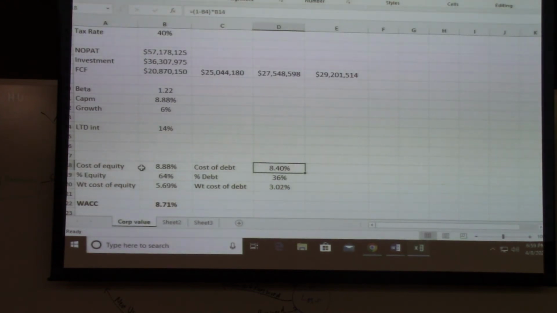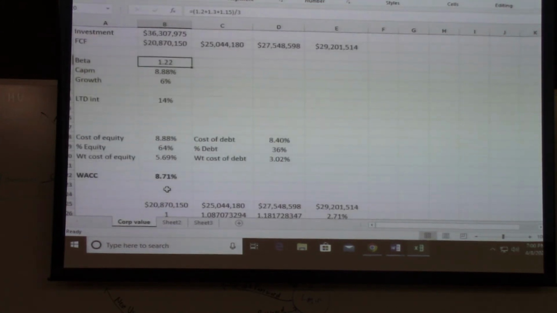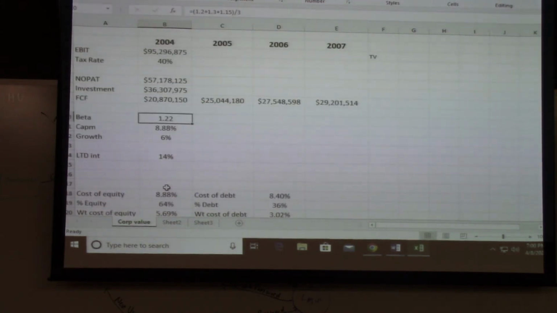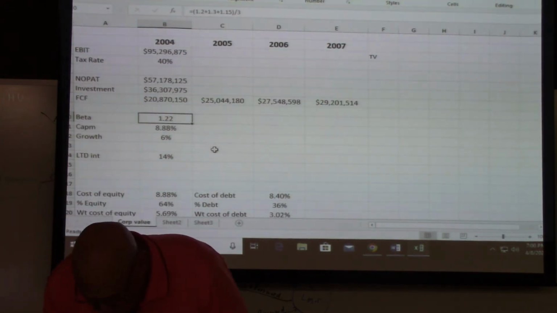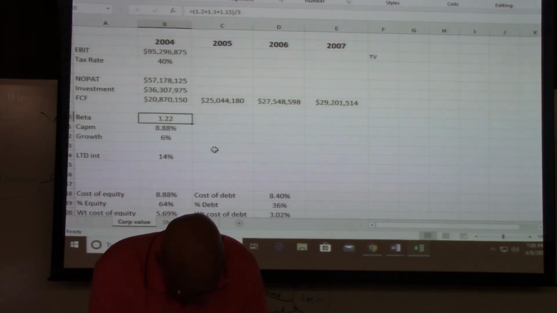Now we have to find the cost of equity. And Lisa wants us to use the CAPM. Okay? So the CAPM is the risk-free rate plus the beta times the market risk premium, and the risk-free rate, let's see where our risk-free rate is. Hold on a second, let me look at that real quick. I think it is on the last page.